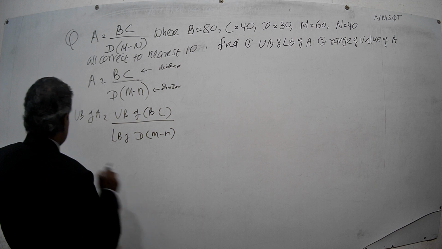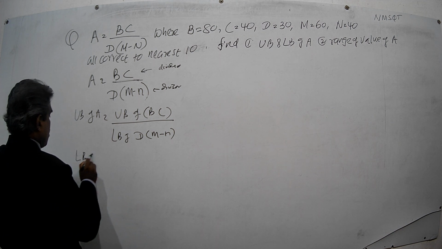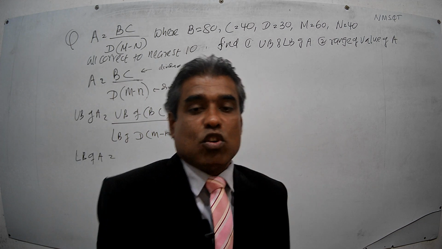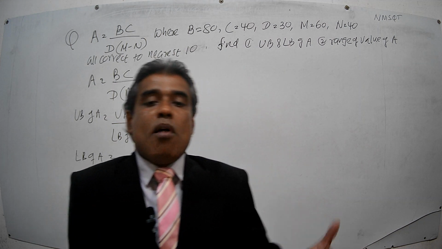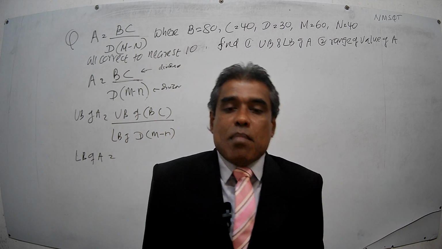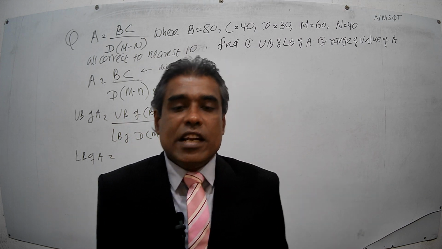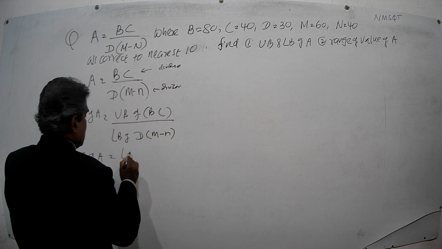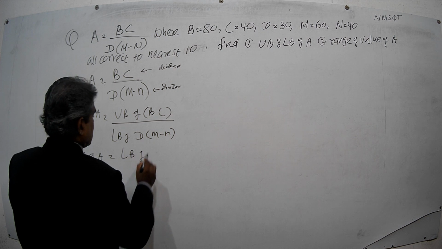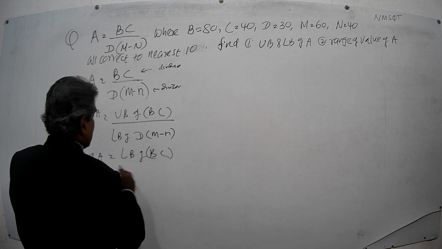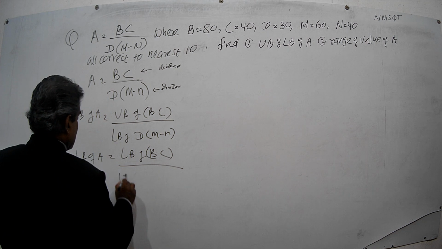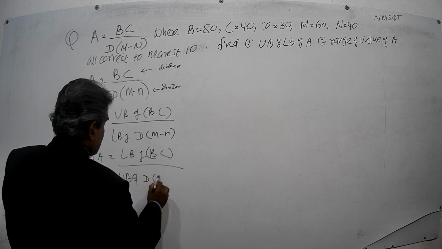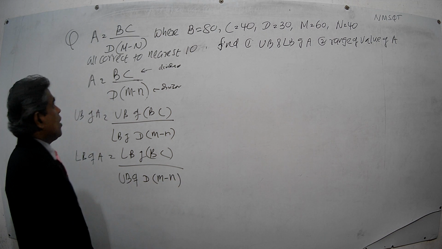Then lower bound of A. How do you find the lower bound of a quotient? Lower bound of a quotient equals lower bound of the dividend divided by the upper bound of the divisor. That means lower bound of the top value, that is BC, divided by upper bound of the bottom value, D times M minus N.